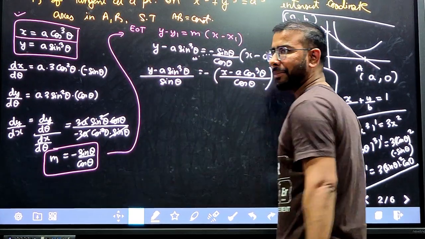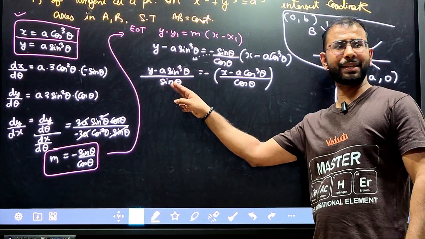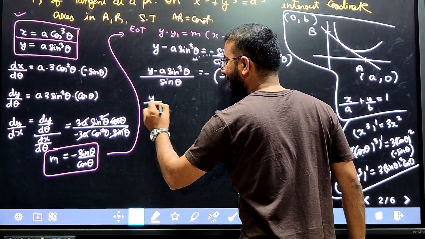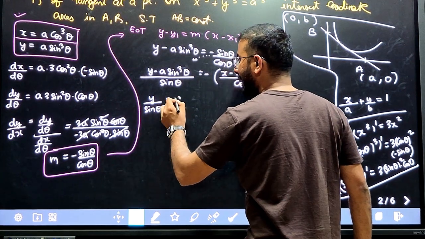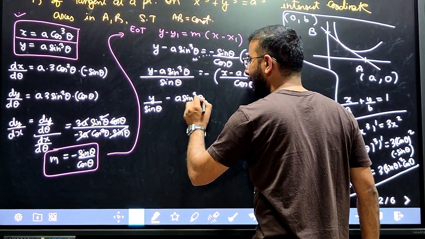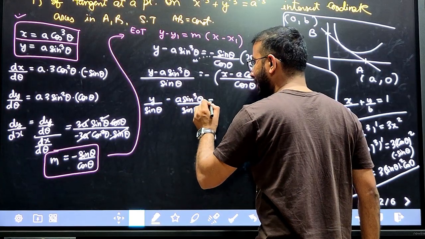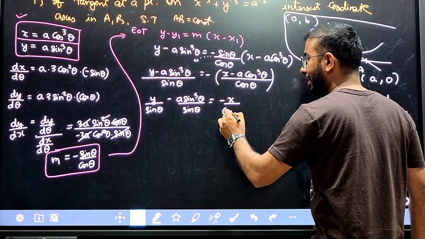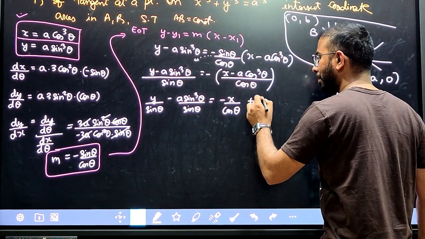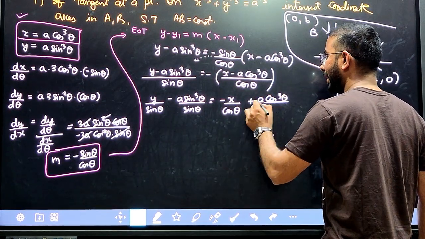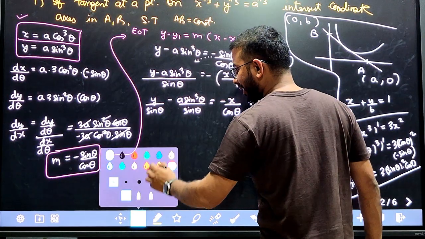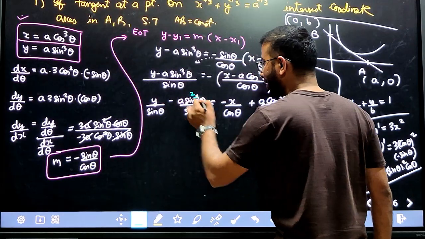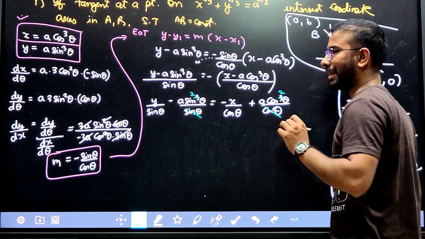Now you know that, can we separate them? Yes. (a plus b) by c is a by c plus b by c. You can split them, right? So how you will split this is, this will become y by sine theta minus a sine cube by sine theta is equal to minus x by cos theta. Now see, minus minus will become plus a cos cube by cos theta. Now is anything getting cancelled, guys? Yes. One sine will get cancelled, one cos will get cancelled.